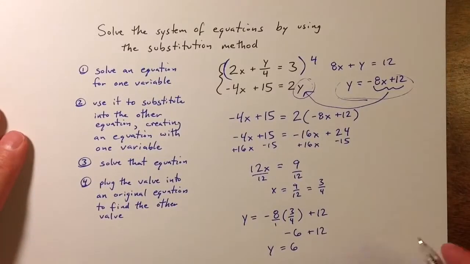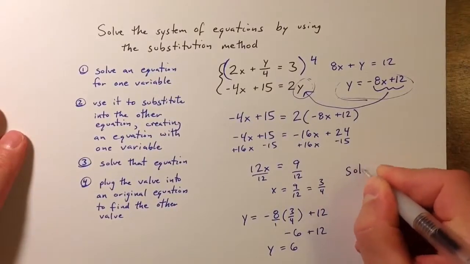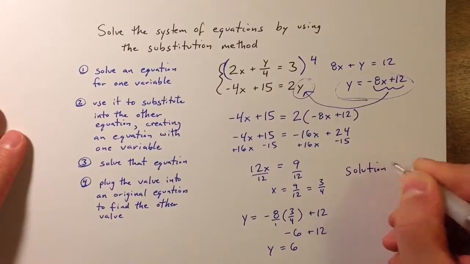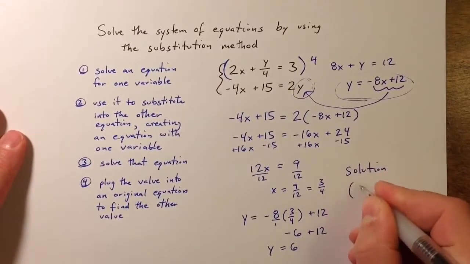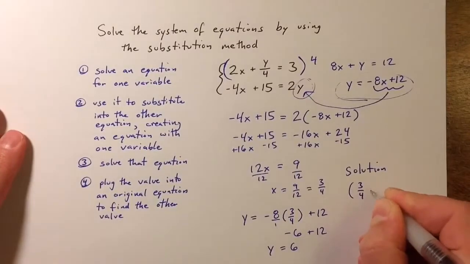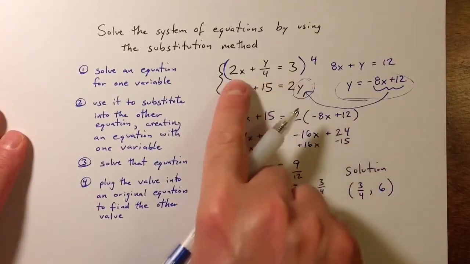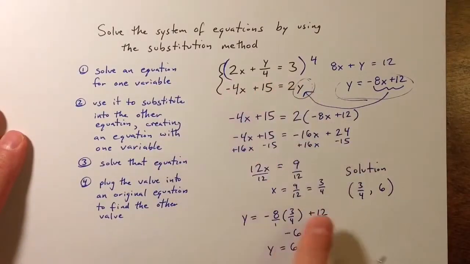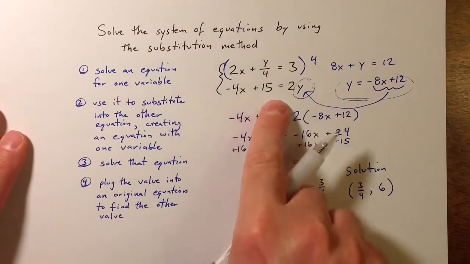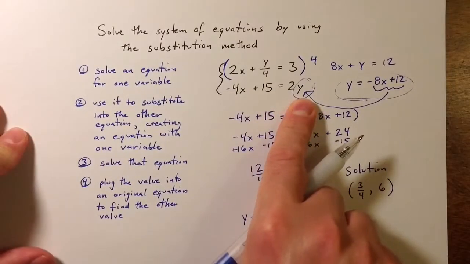So the solution that we found, and we'll check it in just a moment, should be 3/4 for x and 6 for y. To check that, I want to plug this back into the other expression, so I kind of used the top equation to get that answer. Let me use the bottom equation to check.